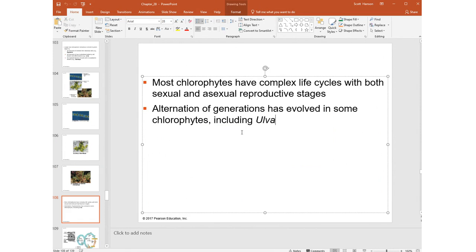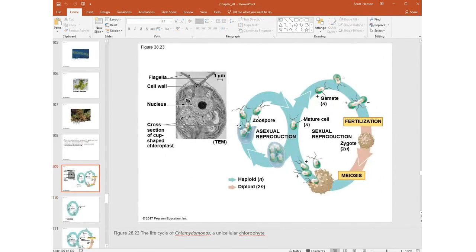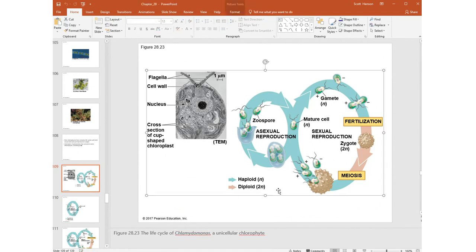For example, Ulva, and here you can see Chlamydomonas, actually, a little thing called Chlamydomonas, and this is unicellular. So they've got a sexual reproduction cycle. So they go through fertilization and meiosis, and then there's asexual reproduction as well.